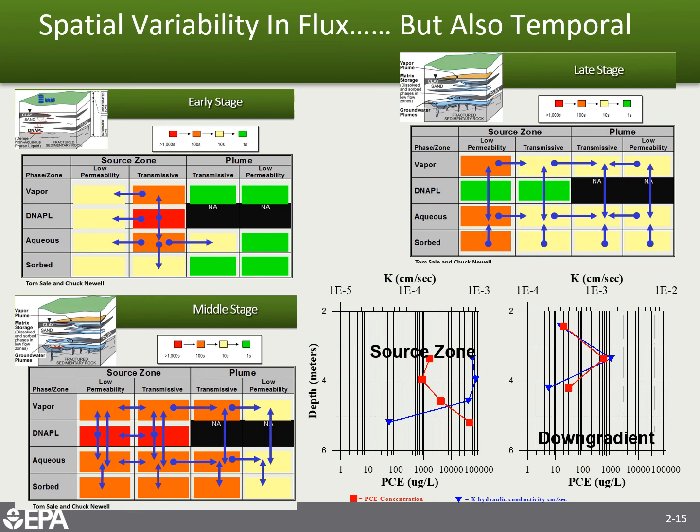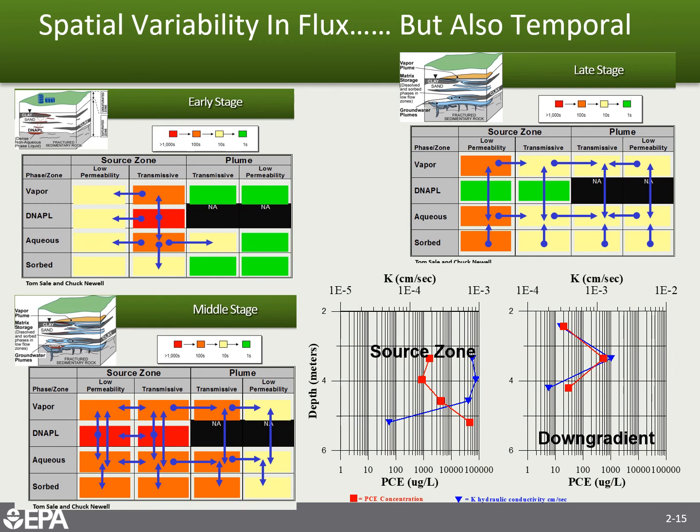This is the middle stage, the life cycle of the plume, if you will, that now you're finding NAPL in the transmissive zones and in the low permeability units. And by the time we get to the later stages of the life cycle of a DNAPL site, what you find is that most of the stuff in your source zone is probably trapped in low permeability units, and that mass is moving down gradient in the plume in the transmissive zones.